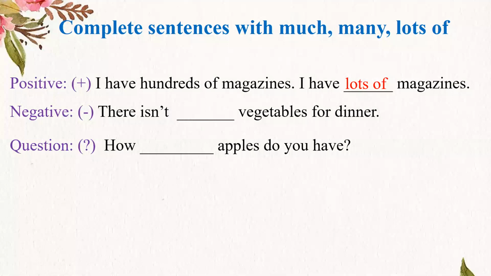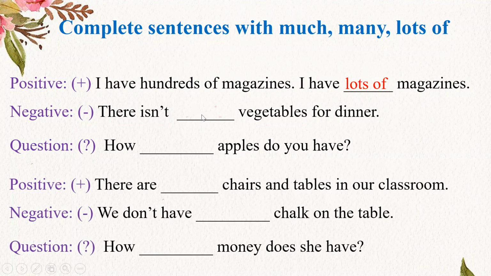About this negative. Còn câu khẳng định thì sao các bạn? There isn't much vegetable for dinner. This one. There isn't much money for dinner. And how about this one? A question. How many apples can we count? So how many? How many apples do you have? And positive.